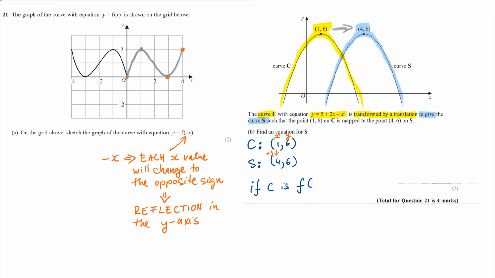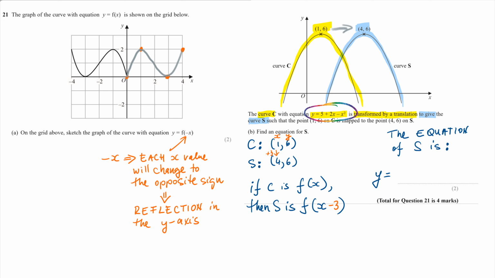If C is f(x), then S is f(x minus 3), because whatever we do to the x coordinate within the bracket will show up as its inverse. So the equation of S is y equals 5 plus 2 times (x minus 3) minus (x minus 3) squared. What we've done here is replace every single x by (x minus 3).